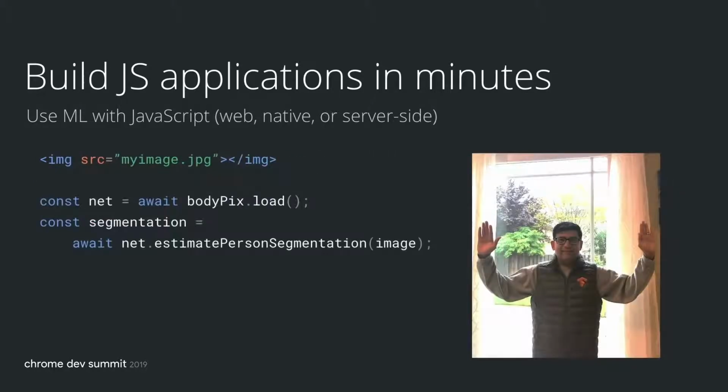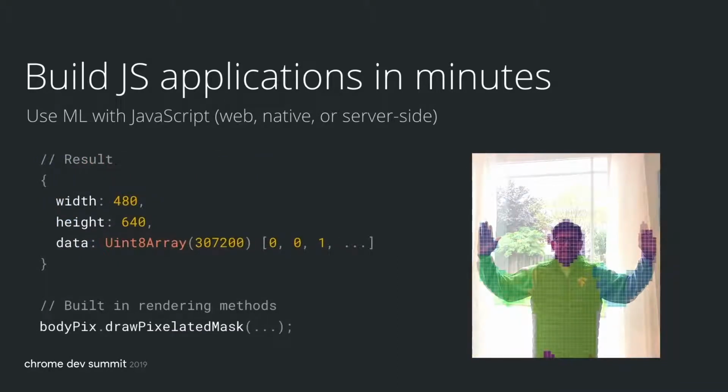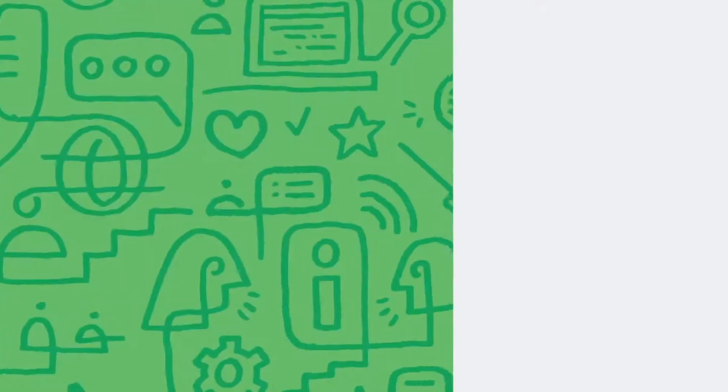You create an instance of the model, and then you call its estimate person segmentation method on your selected image. And you get back a JSON object which contains the segmentation mask, which can then be directly used in your application code. That's all there is to it. So in just a couple minutes, you are up and running and you're using ML in your web application without having to deal with concepts such as tensors, optimizers, losses, etc.